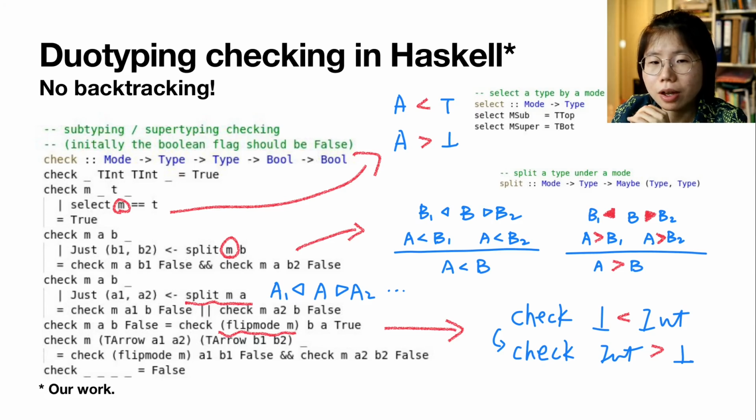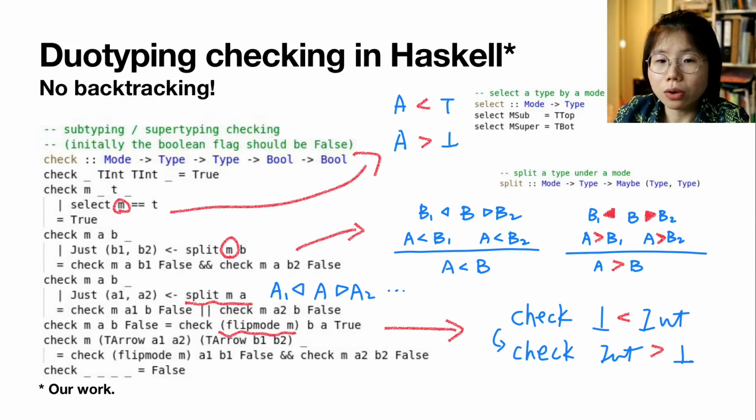But if you want to determine if bottom is less than int, it will not be caught by this case and will go to the last red arrow, where the mode is flipped, and we turn to check if int is bigger than bottom. Int is bigger than bottom can then be taken by the first red arrow.